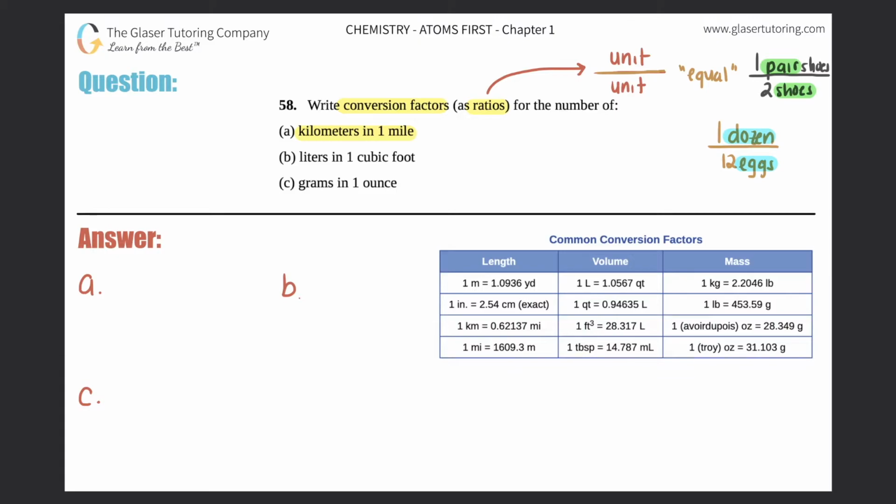Now here, let's dive into A. We want to know how many kilometers are in 1 mile. Since kilometers was said first and miles was said second, when I write my fraction, kilometers should be on the top. Whatever is said first in a ratio is always stated first, aka it's in the numerator, it's on the top. Miles is on the bottom. And you should know by now that km is kilometer, but if you don't, just memorize that. That's part of your SI unit.